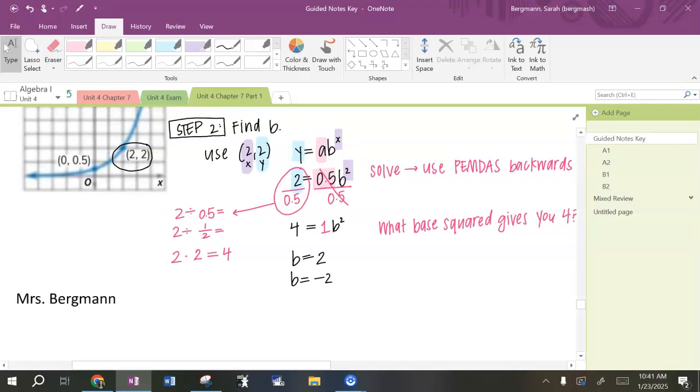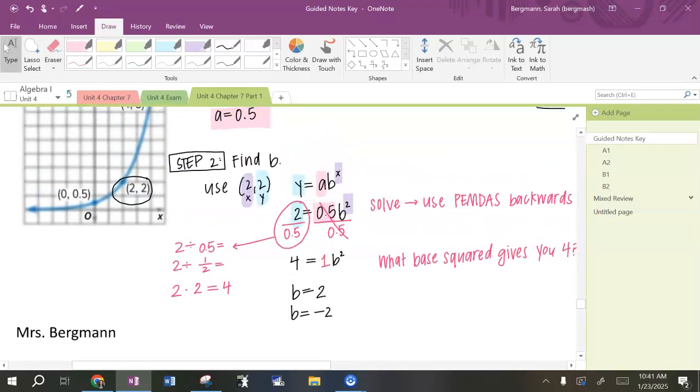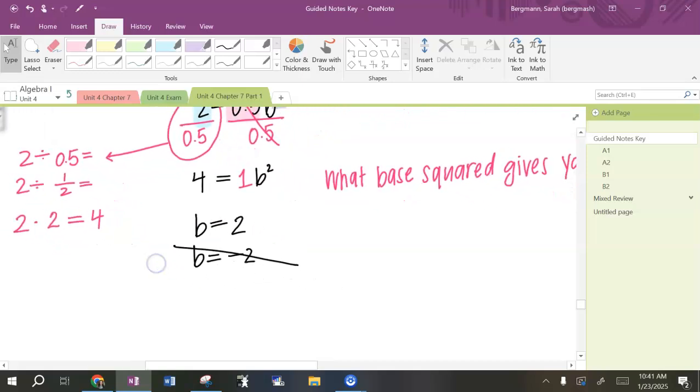Take a look at your graph. This graph is going up. It shows exponential growth. So therefore, I know my base should be positive 2, not negative 2.